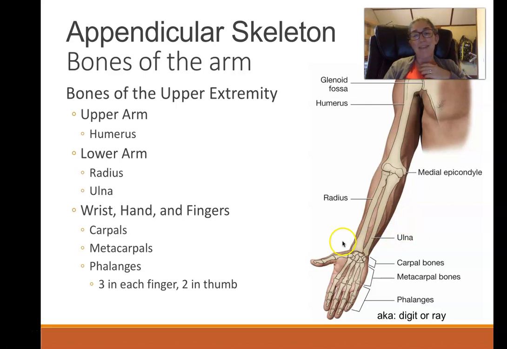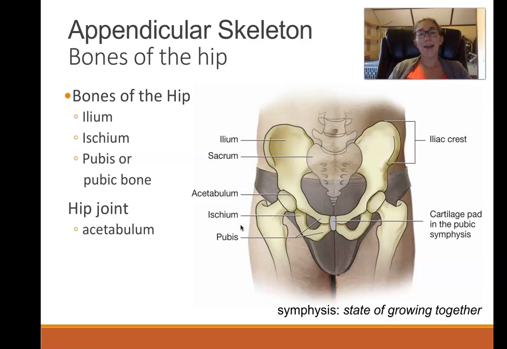In the wrist, there are several bones that make up the wrist joint. Those are called the carpal bones. They do each have a name individually, but you don't need to know those. Just know that those are the carpal bones. Then through the palm of the hand, you have the metacarpal bones. And in the fingers, you have the phalanges. So that's the arm. Now, going down to the lower part of the body, the hips and the legs.